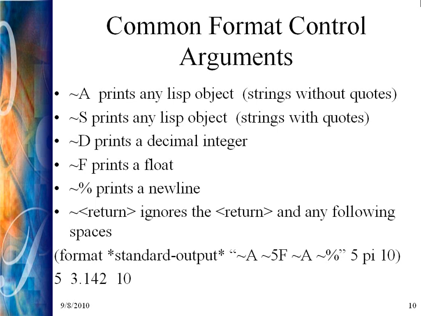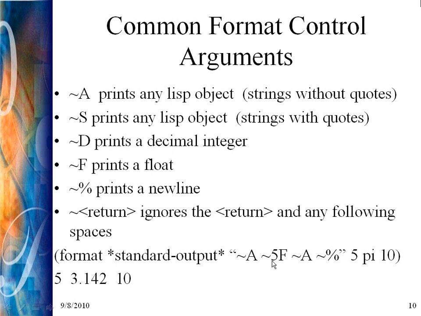So there are lots of format control arguments. Tilde A prints any Lisp object. Tilde S prints any Lisp object. The difference between those two is strings: quotes are suppressed in tilde A and included in tilde S, so it's whichever you want. Tilde D prints a decimal integer. Tilde F prints a float. Tilde % prints a new line. Tilde return says ignore all the spaces.